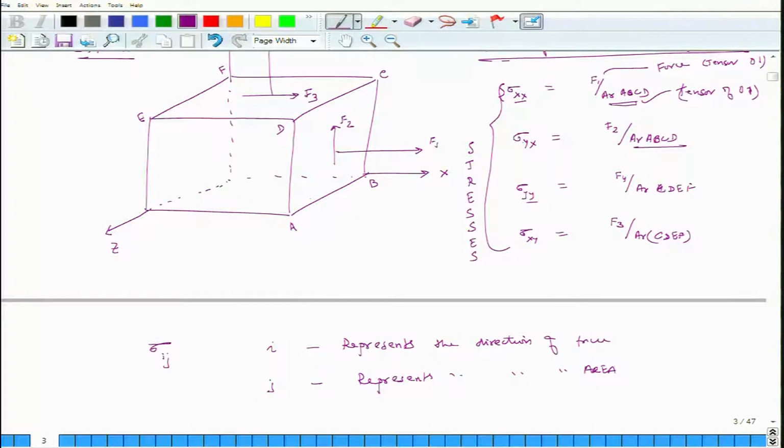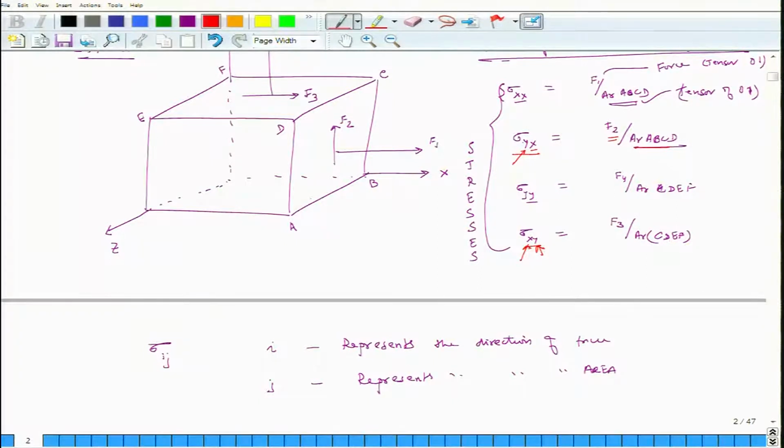So, now let us look at it. In this case, sigma yx is the shear stress, and what is this? Y represents the direction of F2 and x represents the direction of the area, the direction of the normal to the area, which is area ABCD. And in sigma xy, the first index is associated with the direction of F3, which is the x direction, and the second subscript is y, which is associated with the direction of the normal of area CDEF.